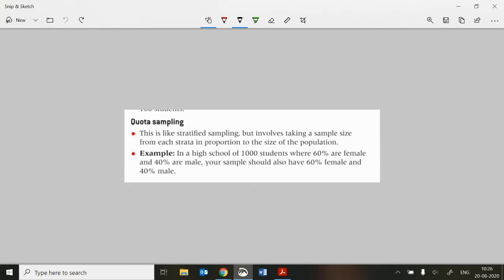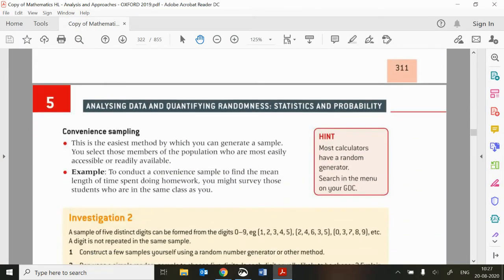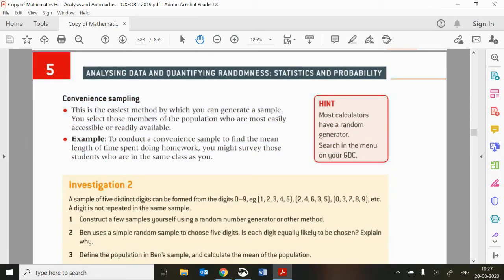Okay, so again, for example, if 60% of the students in the school are female and 40% are male, then in quota sampling, we need to take 60% female students. And again, we take those at random, ideally at least.